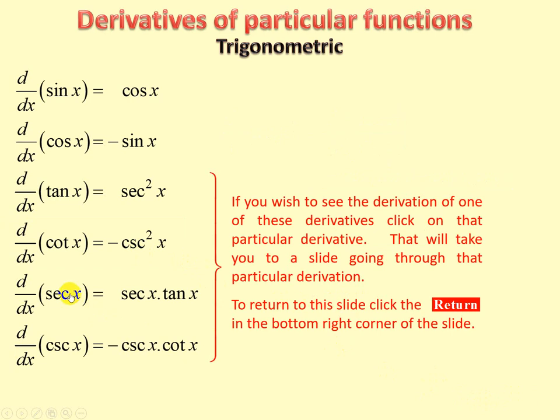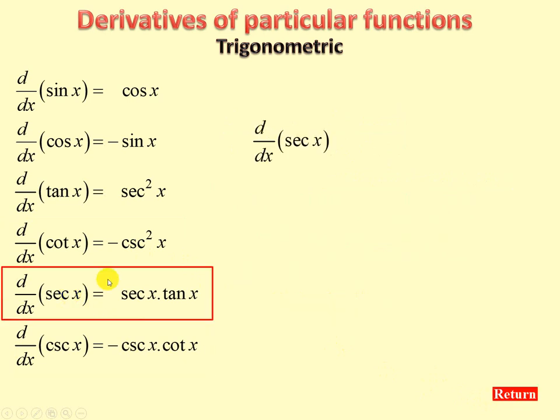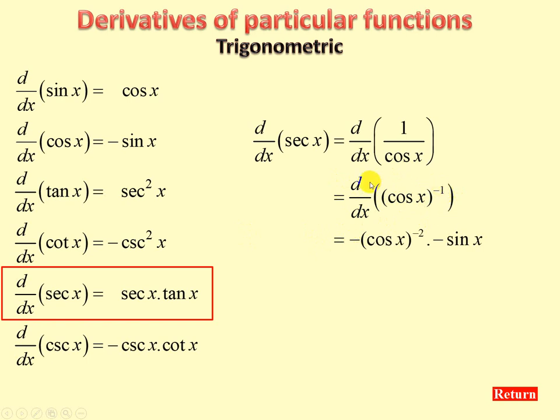Derivative of sec. So there we are. We're going to write that as 1 over cos. That means it's cos to the minus 1. So that is now a chain rule. The outside function, u to the minus 1, and the inside function, cos. So differentiating the outside function, minus 1 comes down, cos x to the minus 2 times, and that's the derivative of the inside. When we differentiate the outside, the inside stays the same.